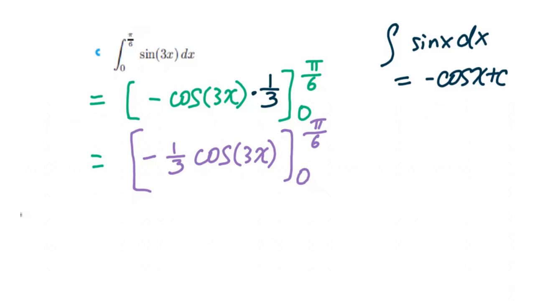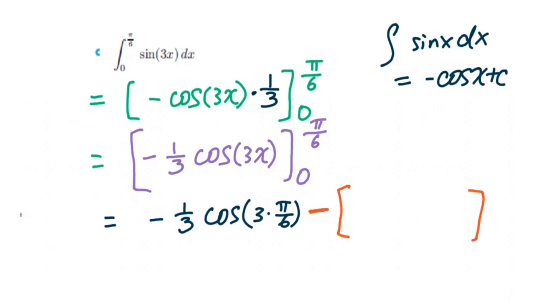Then we substitute pi over 6 for x. You will get negative 1 over 3 cosine 3 times pi over 6. Then don't forget to subtract, bracket. This time we substitute 0 for x. You will get negative 1 over 3 cosine 3 times 0.